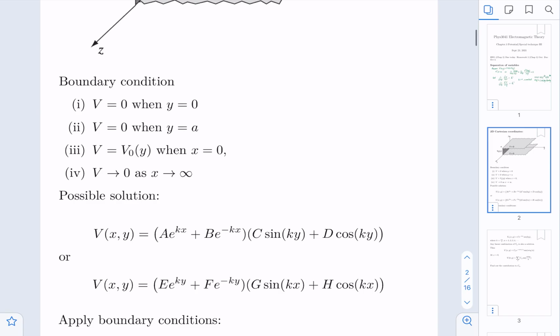Now let's apply the first boundary condition. When y equals 0, V must be 0, so let's plug in y equals 0. This term is 0, but if y is 0, this term is a constant. So if this boundary condition is to be satisfied, we must have d equals 0, or we can simply cancel this term out.